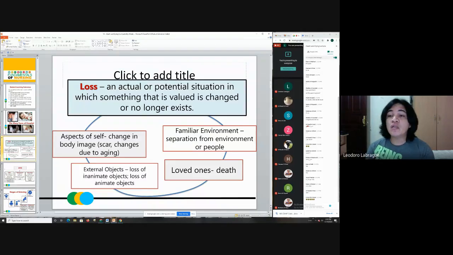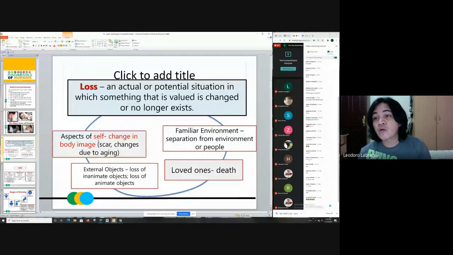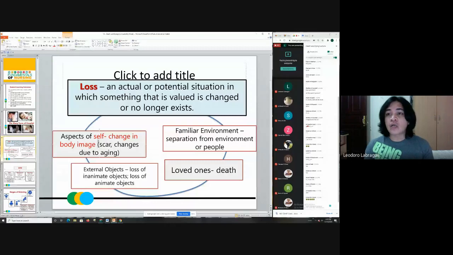Someone could also experience loss if someone experienced changes. See this one? Changes in self-image can also be considered as loss. What do you mean by that? For example, when you're getting older, what will happen? You experience some changes in the texture of your skin and you are bothered. You yourself, you are experiencing physical loss. Okay, that's an example of loss.